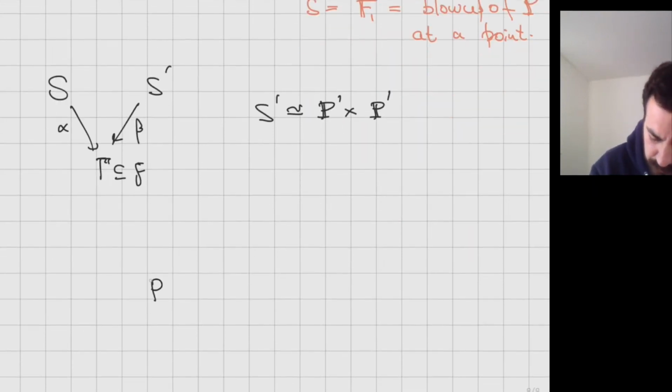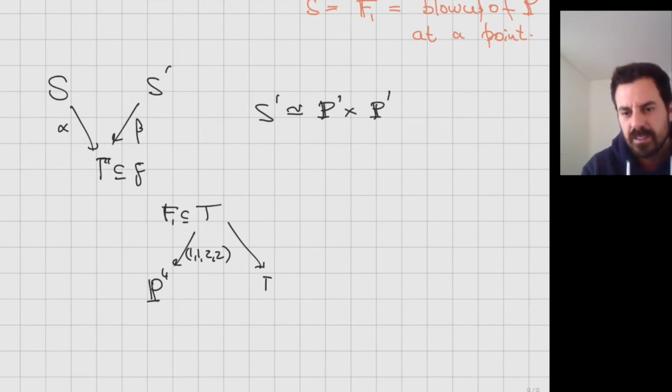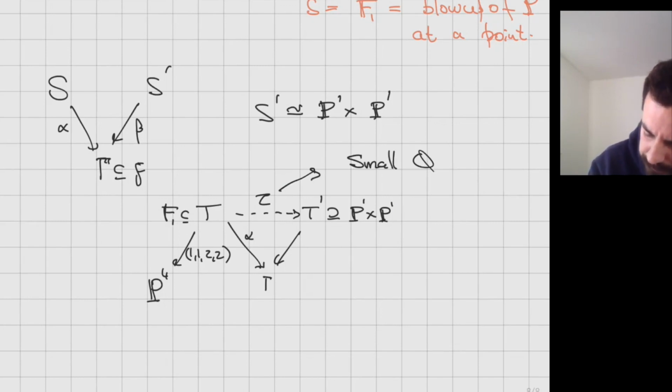So you have P4. You did a 1, 1, 2, 2 weighted blowup to get to T. And you did some small contraction of F1 to a line. Now, after this line, you extracted with beta to T prime, another surface, which happened to be P1 cross P1. And this is your small Q-factorial modification. So tau is your small Q-factorial modification.